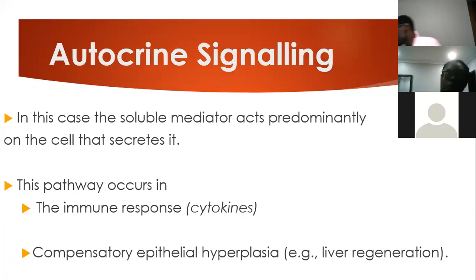When we talk about autocrine signaling, it comes from the word auto. Auto is like self. And so what it means is that the cell secretes a soluble mediator that regulates itself.